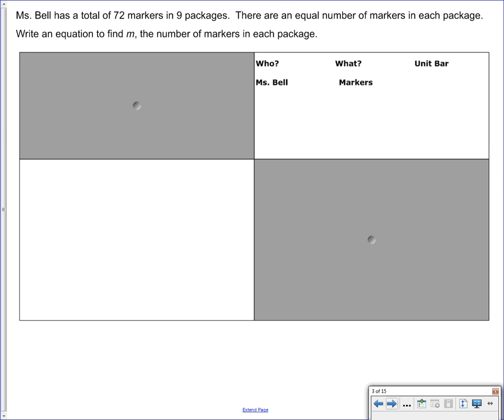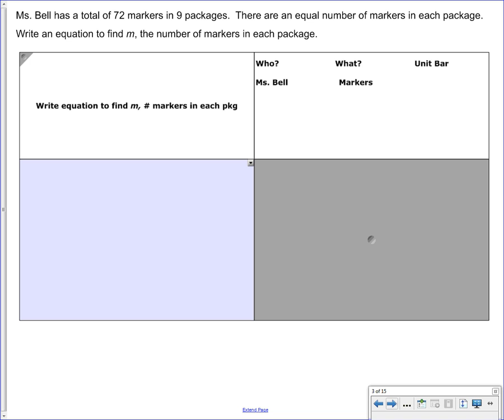Here's our first problem. Ms. Bell has a total of 72 markers in 9 packages. There are an equal number of markers in each package. Write an equation to find m, the number of markers in each package. So they want us to write an equation to find m, the number of markers in each package.